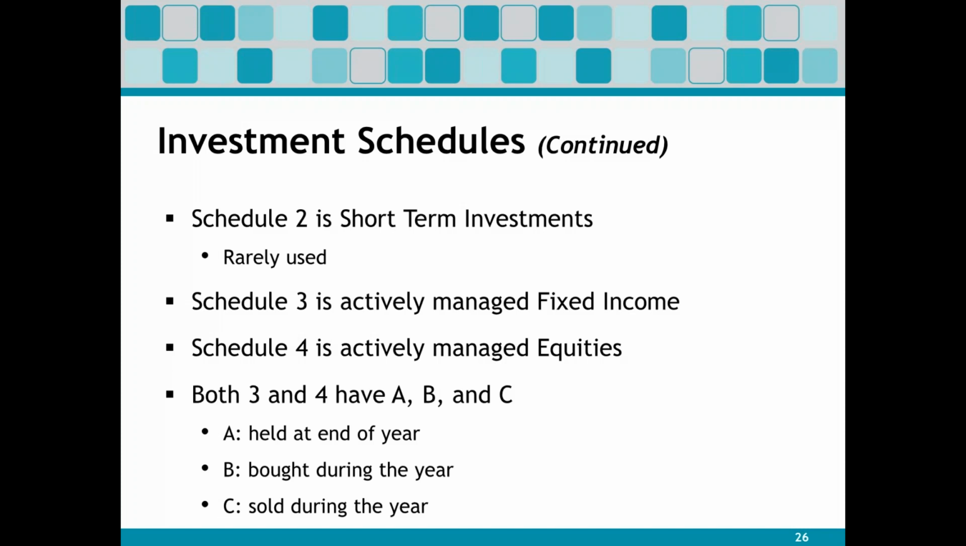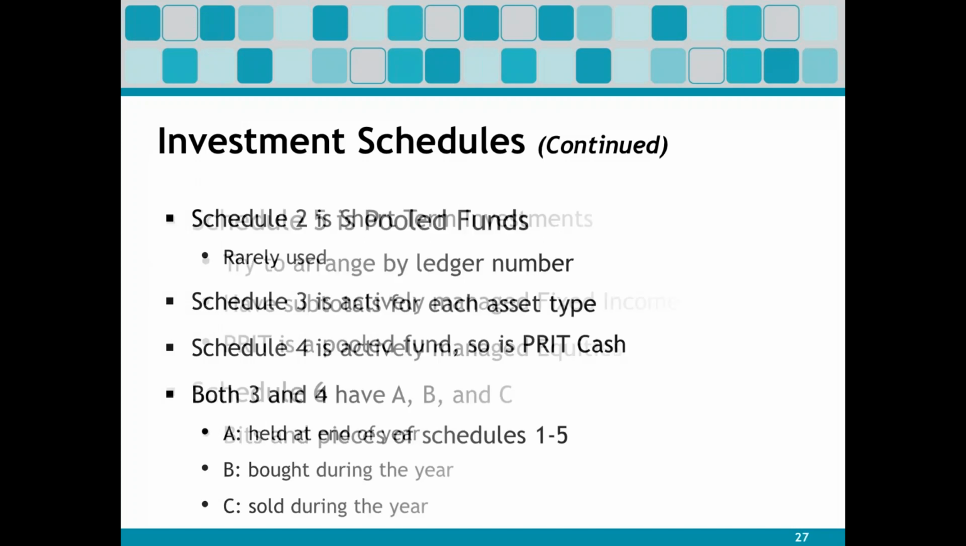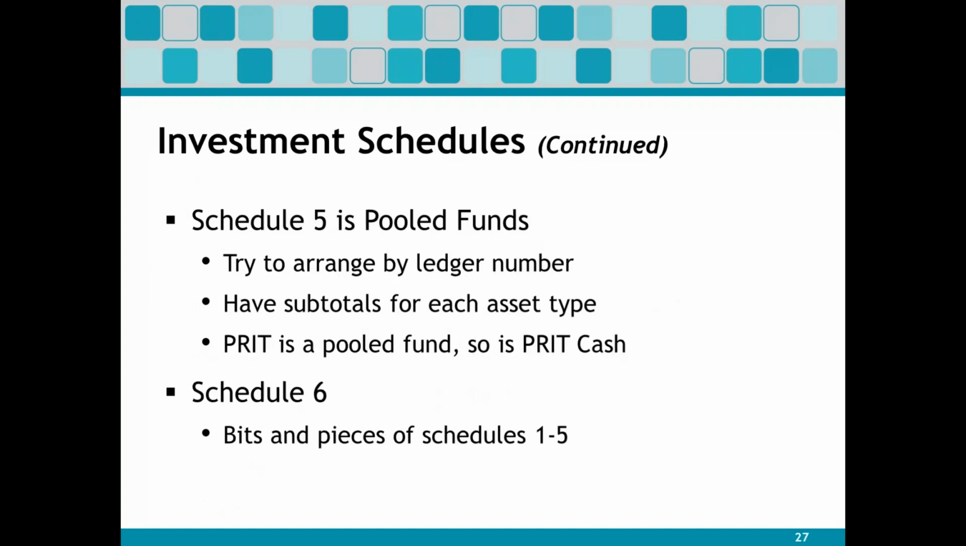Schedule 3 is for fixed income. There's an A, B, and a C. Same thing with Schedule 4 for equities, A, B, and C. A is just what you have at the end of the year. B is what you bought during the year. And C is what you sold. So if you bought and sold something during the year, it's going to show up on B and C, but not on A.